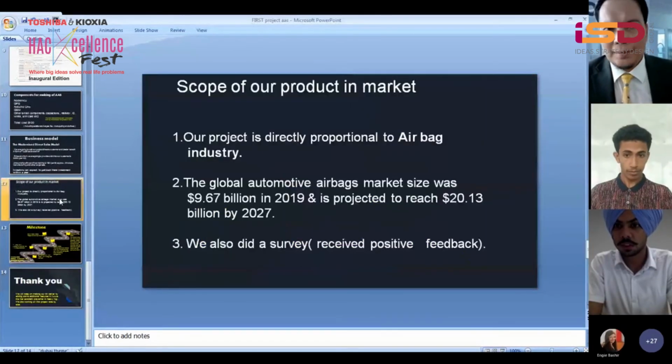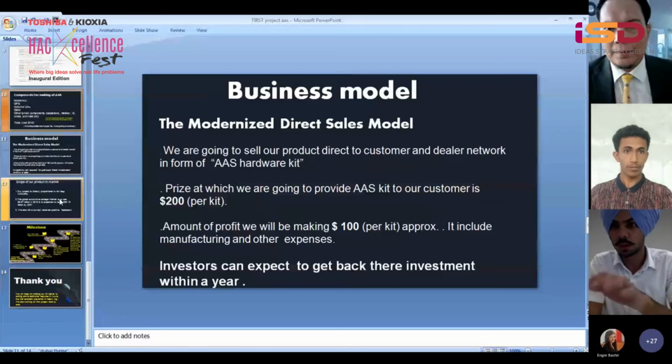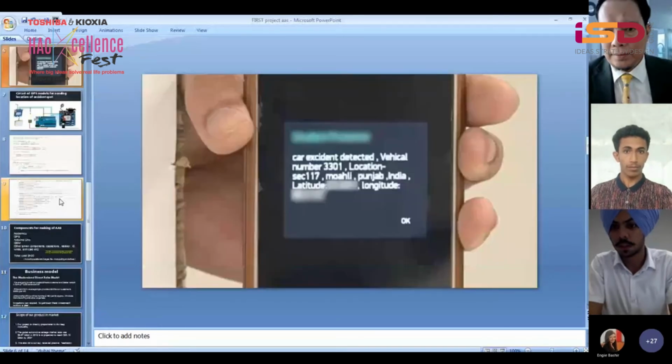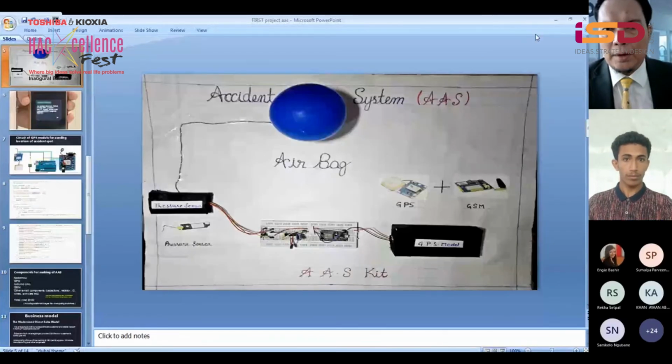If you just want to see the live working, I can show it by closing my window and switching on my camera.